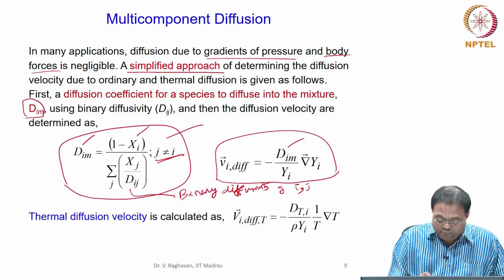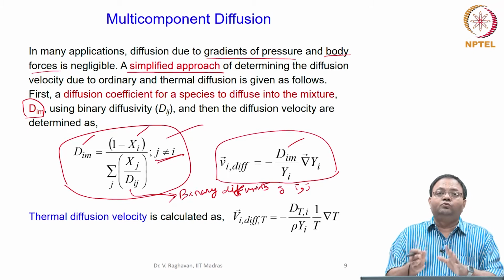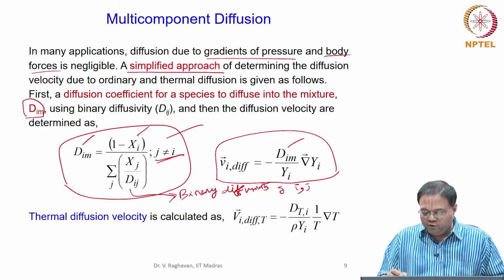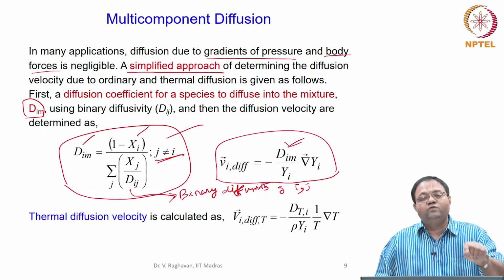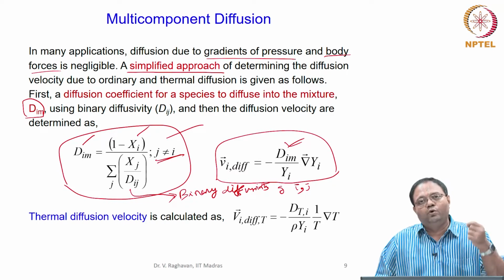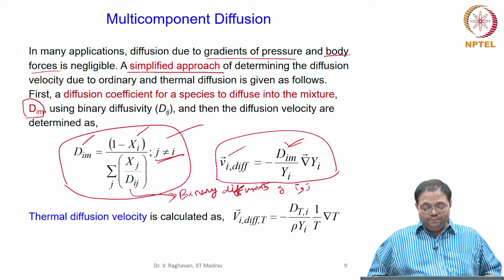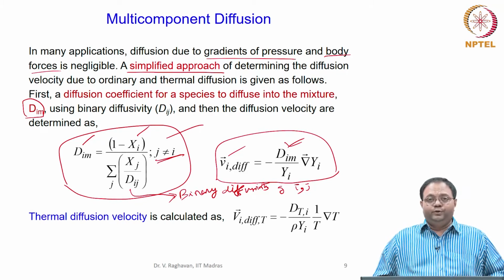I am taking the help of binary diffusivities of any two species, and that is summed up for all the species, so that I can use this as a diffusion coefficient for the ith species going into the mixture. So this is the way I calculate the diffusion velocity of the particular species i.